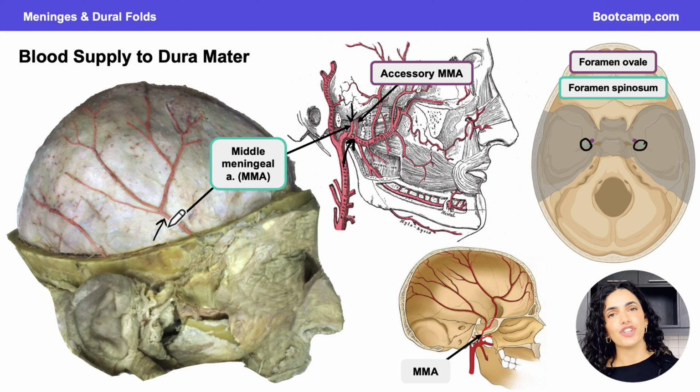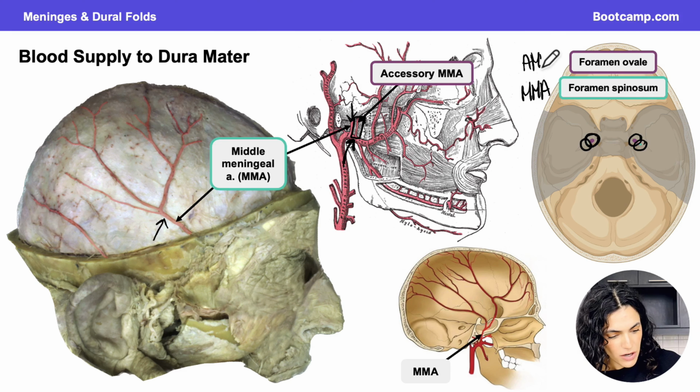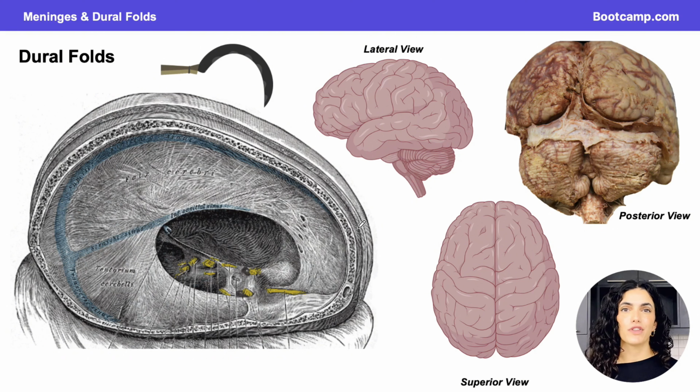We also have, adjacent to that middle meningeal artery, the accessory middle meningeal artery also coming off of our maxillary artery that will eventually ascend and enter into the skull at the level of the foramen ovale. So the middle meningeal artery will be the foramen spinosum, and then the accessory middle meningeal artery will be the foramen ovale. Okay, we're going to move on now and talk about the dural folds.